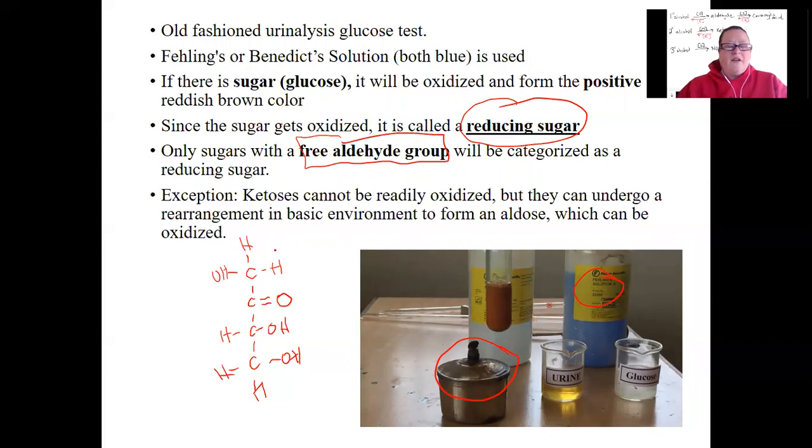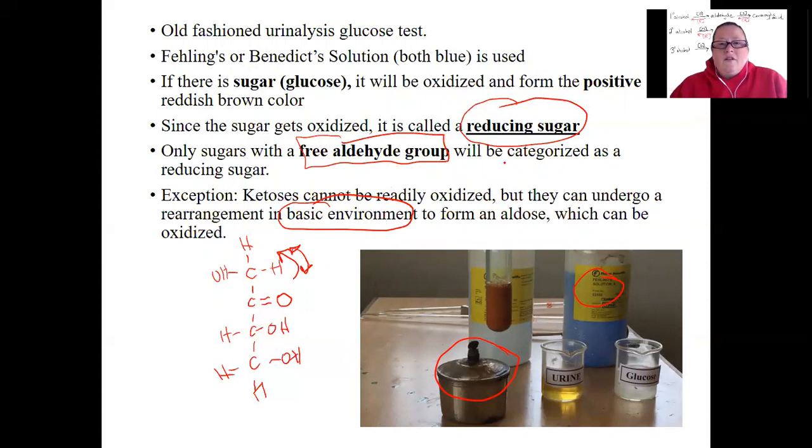And what can happen is ketones in and of themselves will not form a positive oxidation test, but if you put a ketone in a basic environment or an alkaline environment, it can actually rearrange itself to form an aldehyde. So some ketones will also produce a positive oxidation because they actually just transform and rearrange their molecules. So if a sugar becomes oxidized, it's called a reducing sugar.